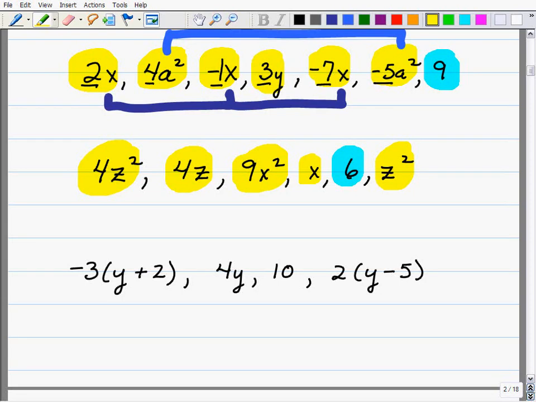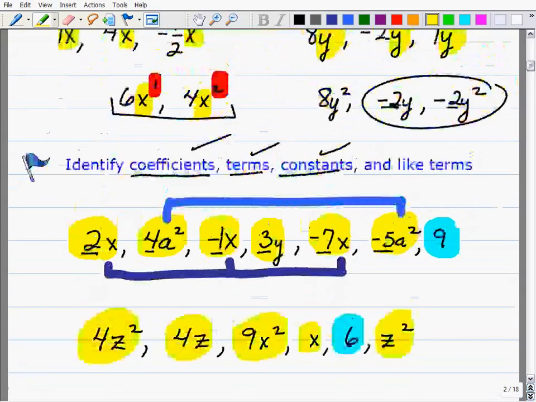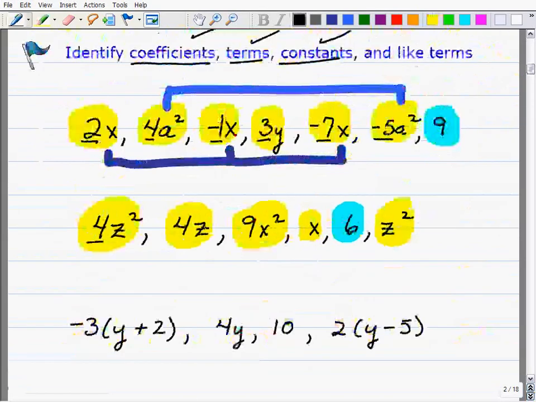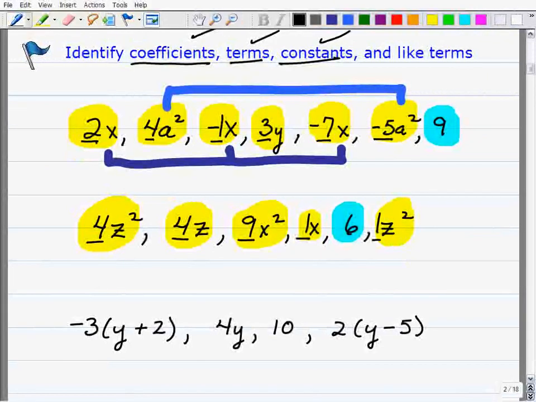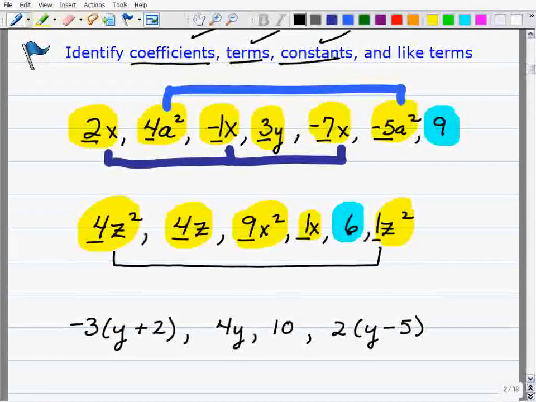All right, so let's go ahead and now identify the coefficients. 4, 4, 9. Here there's a 1. Okay, here there is a 1 in front of that z squared, actually. All right, so let's go ahead and identify like terms. We'll start with the z squared. Z squared, I'm looking for another z squared. Boom. So 4z squared and 1z squared are like terms. Okay, notice I skipped the 4z because it's not z squared, it's z to the first power.